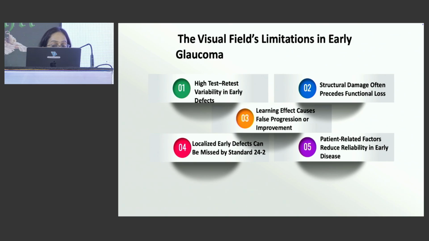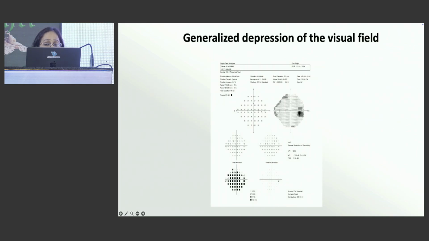And there can be patient-related factors which can reduce reliability in early disease. So this is like a generalized depression. You can see in the total deviation plot there is depression, but the pattern deviation plot, which is more specific for glaucoma, is okay. So if you only focus on this total deviation plot, it's like a false alarm.